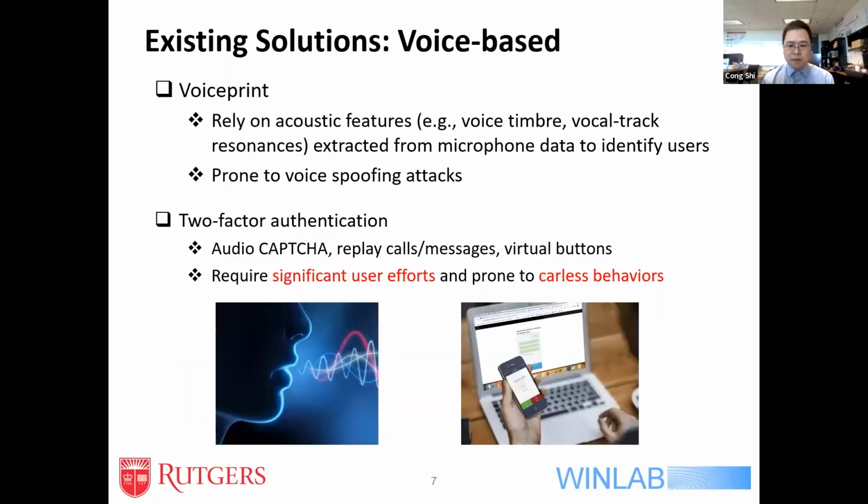Voice assistant systems mainly explore users' voices to perform user authentication. They are mainly based on acoustic features extracted from microphone data to identify users, such as voice timbre, vocal tract, and resonance. But such approaches have been proved to be vulnerable to many acoustic attacks, such as replay attacks and hidden voice attacks. To add another layer of defense, some VA systems explore a second factor to secure voice commands, such as challenge questions, replay messages, calls, or virtual buttons. But this approach requires significant user effort and could be prone to careless user behaviors.